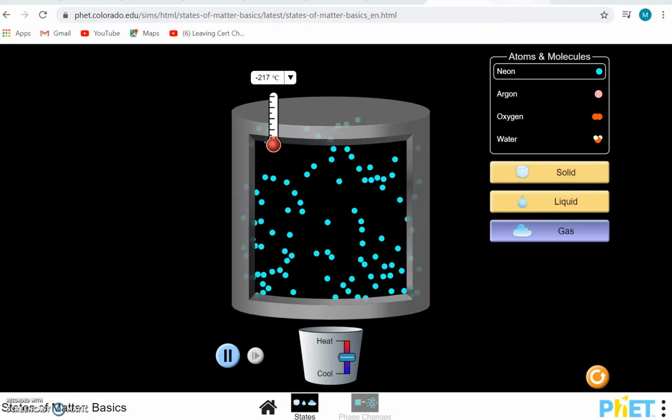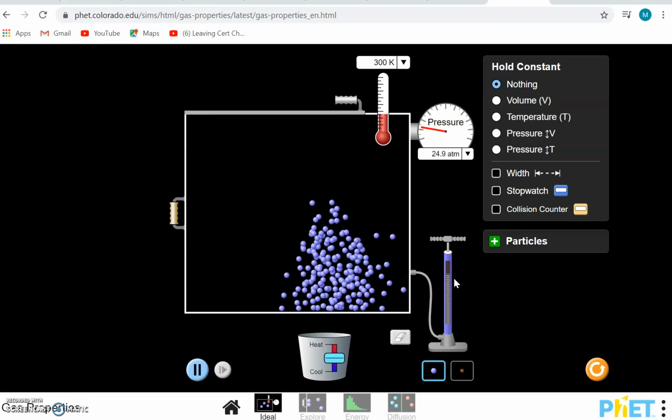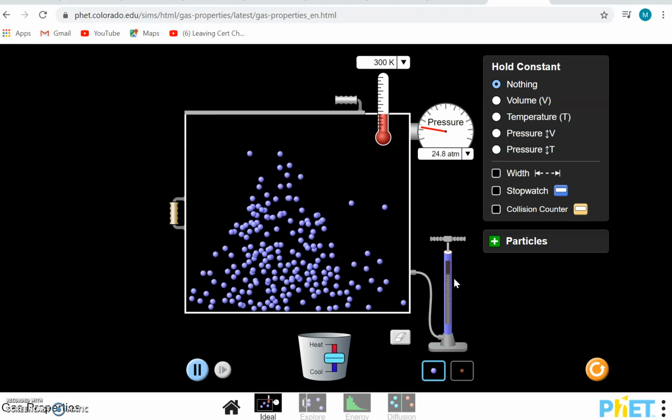So you can see here then, if I take another container and just put a gas into it here like this, give it an opportunity to move around. So there's our gas moving around.